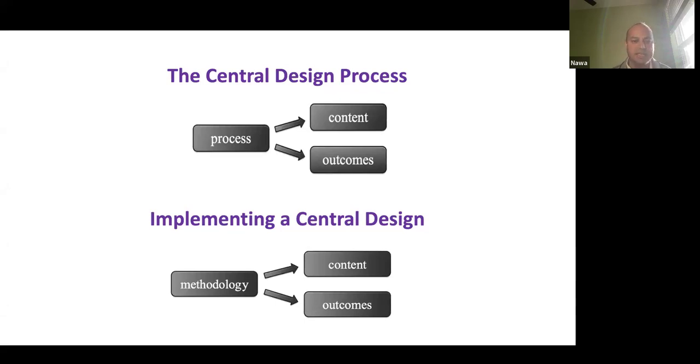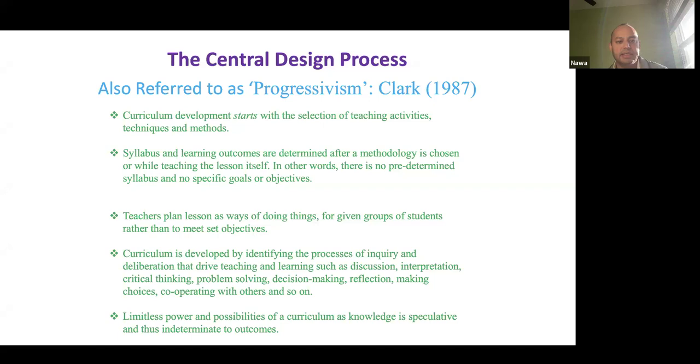Once I decide what activities I want to do in the class, then I will choose the content I want to use for those activities. And that will then define what the learning outcomes for the course will be. So that is what the central design is. It doesn't put emphasis on the learning outcomes or the content. It just puts the emphasis on the activities that we want to carry out in the class.